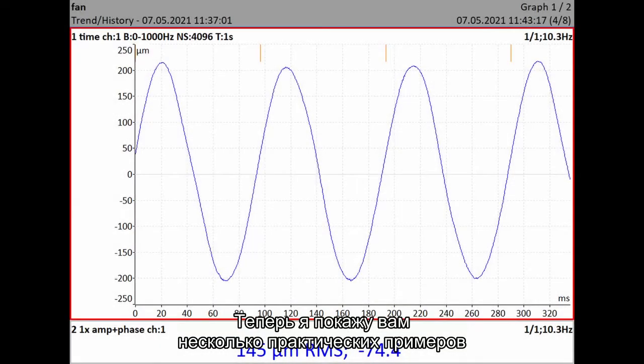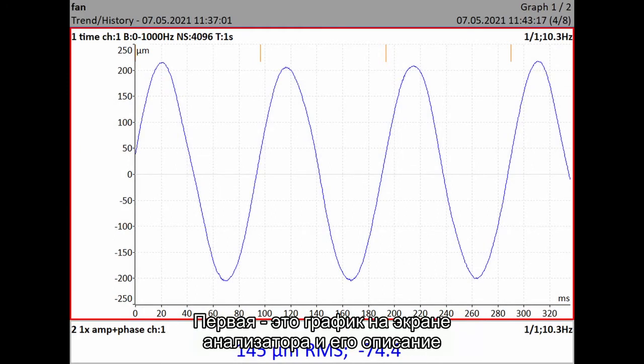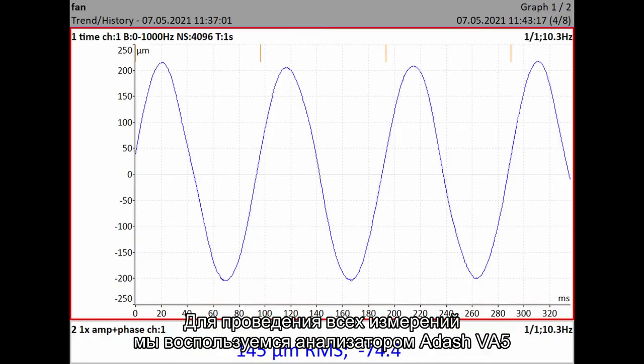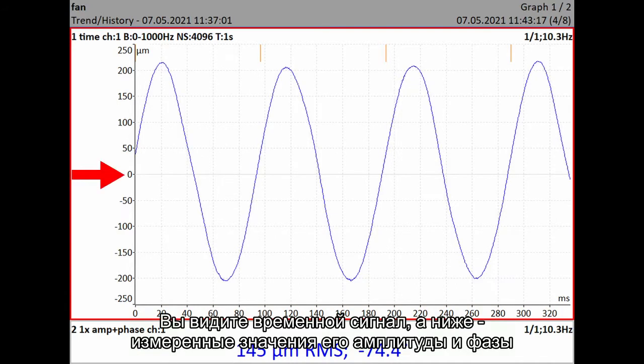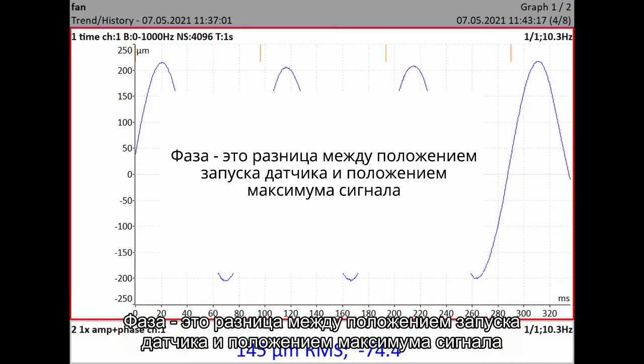Now I will show you several practical examples. Each example has 2 steps. The first is the graph on the analyzer and its description. The second is the application on the electric fan. For all measurements, we use the ADAS VA5 analyzer. You see the time signal and the amplitude and phase measurement below. It is amplitude and phase on speed frequency. The phase is the difference between the trigger position and signal maximum position.